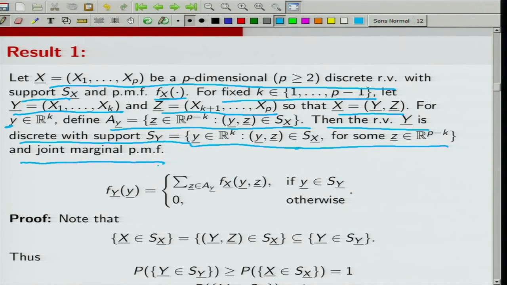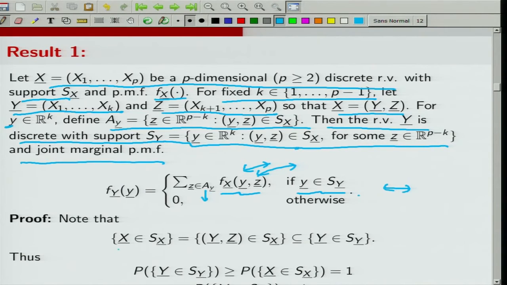And the marginal probability mass function is given by the summation over z belonging to A_y of f_X(y, z) if y belongs to S_Y, and 0 otherwise. So, what it suggests is that to get the marginal probability mass function, you look at the joint probability mass function and sum out the unwanted variable, which is z, and I have to do that for fixed y. That is why this z has to be in A_y. So, for fixed y, A_y is the set such that (y, z) is in S_X. I am summing out the unwanted variable in the joint PMF for a fixed y. The proof is simple.